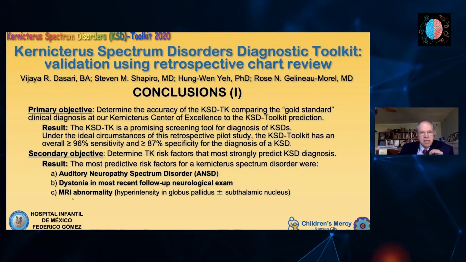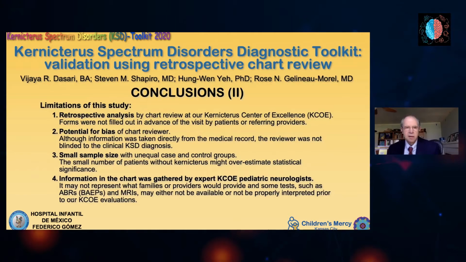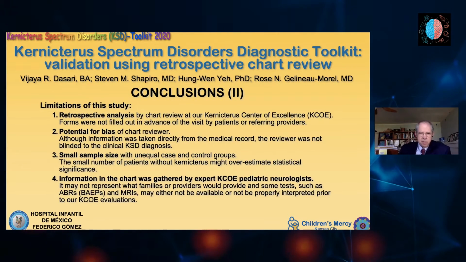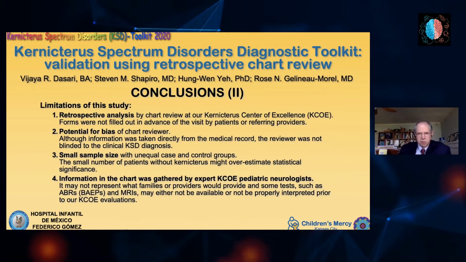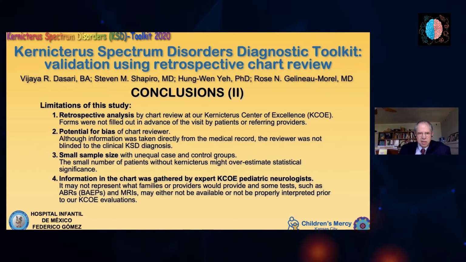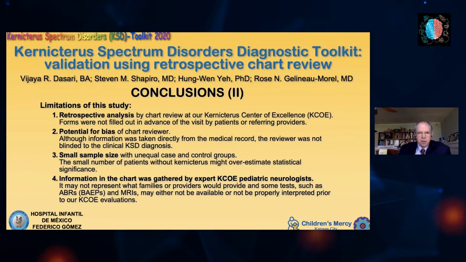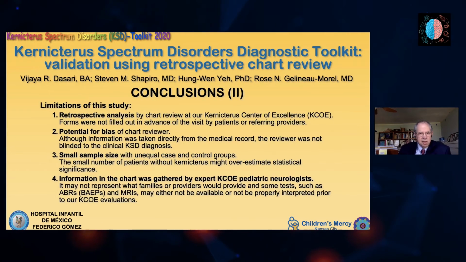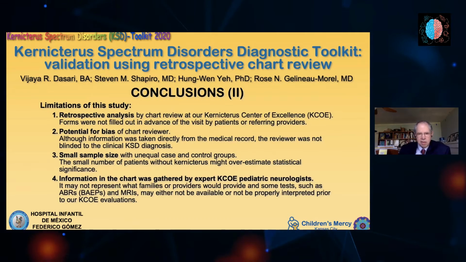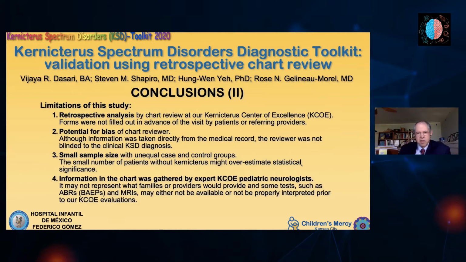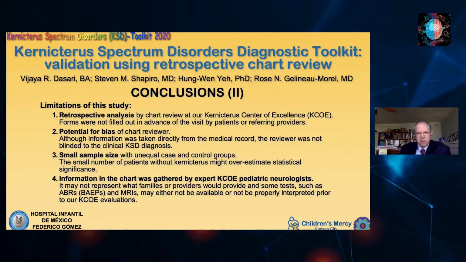The limitations of the study: it was retrospective by chart review, the forms were not filled out in advance by parents or patients or referring providers. There's a potential for bias. The reviewer was not blinded to the diagnosis. There was a small sample size with unequal case and control groups, especially a small number of patients without kernicterus, which might have overestimated statistical significance.